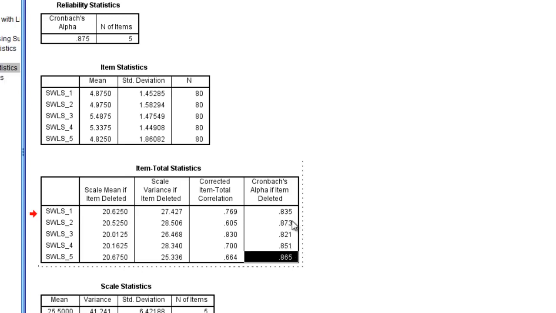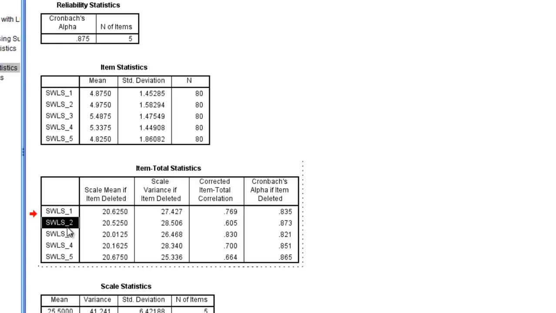And you can see that item 2 would have gone down by the smallest amount. Instead of 0.875, it would have been 0.873. So it really wouldn't have dropped much. So for whatever reason, item 2 is not really helping in terms of coefficient alpha. It's not really contributing very much in terms of aiding the internal consistency reliability of this scale.